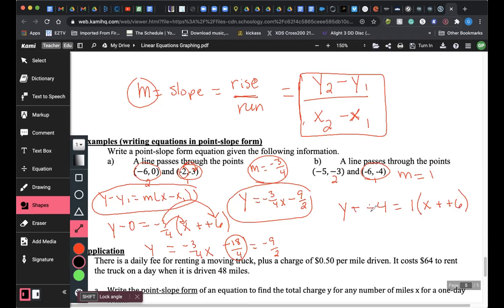That's going to become a +6. This is going to become a +4, right? I don't have to multiply 1 times either of these. It's just going to be both of those, so I can pretend that 1 isn't even there. But I have y plus 4 is equal to x plus 6. I need to subtract 4 from both sides. So my equation is going to end up being y is equal to x plus 2.